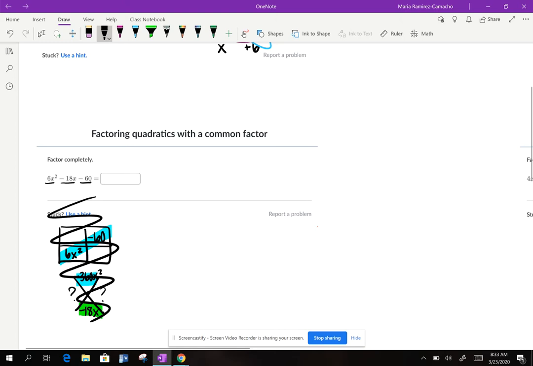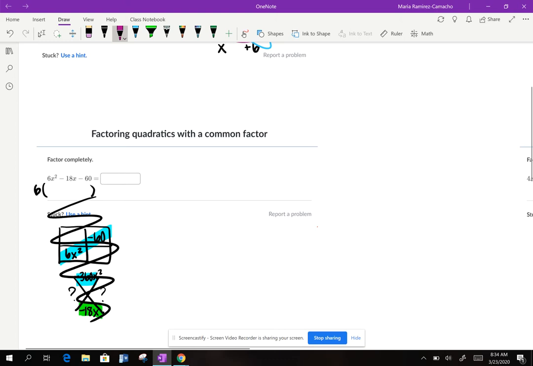Like, is there a number that goes into 6, 18, and 60? And the answer is yes. 6 goes into all of those terms. So let's factor out a 6. All that means is that it's kind of like the opposite of distributing. We're going to take out the 6 from each term.